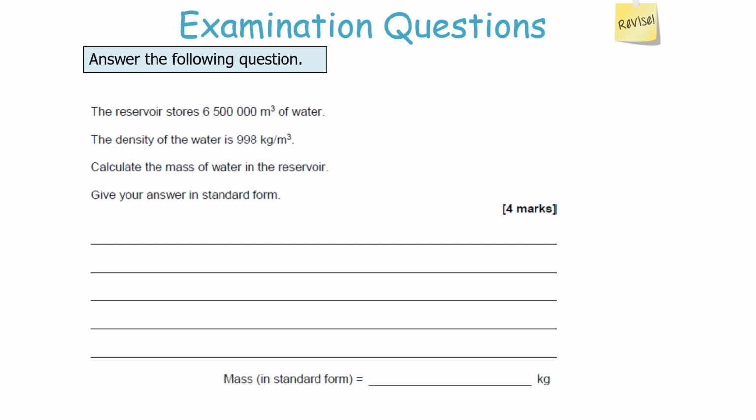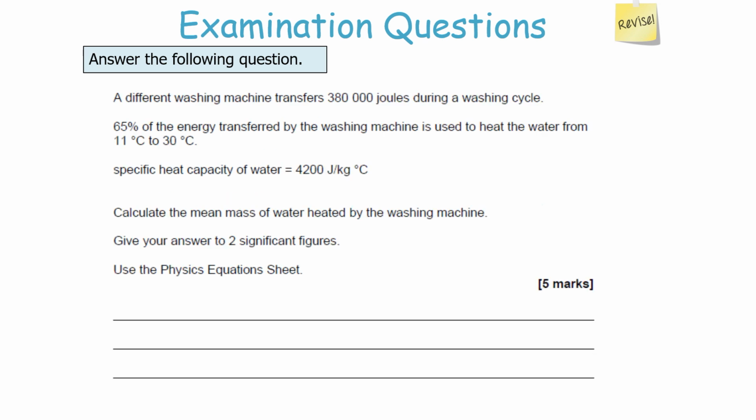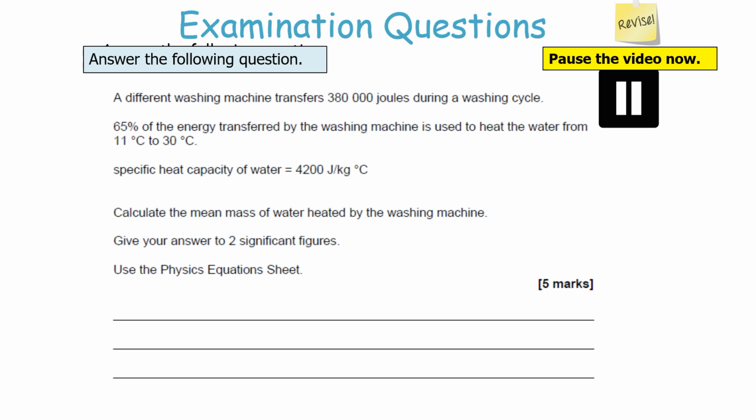4,800. The next question states that a different washing machine transfers 380,000 joules during a washing cycle. 65% of the energy transferred by the washing machine is used to heat the water from 11 degrees Celsius to 30 degrees Celsius. The specific heat capacity of water is 4,200 joules per kilogram degree Celsius. Calculate the mean mass of water heated by the washing machine. Give your answer to two significant figures. So pause the video now, then unpause the video when you want to go through your answer.